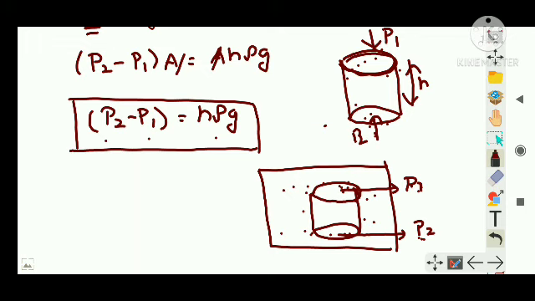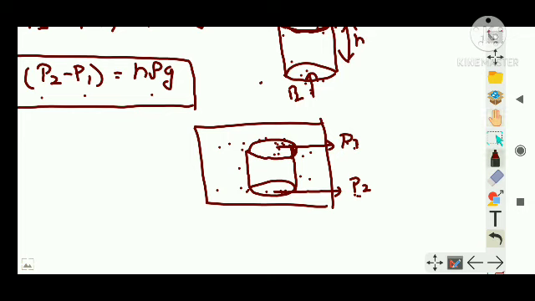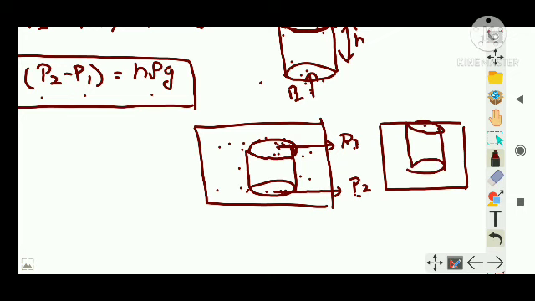Clear? Now this top portion is usually exposed to air, right? You can just consider that the scenario is like this: there is a water column, and you are considering an area like this, so this becomes the top section. Usually this P1 point is atmospheric pressure, right? So I can even write this as P2 minus Pa is equal to h rho g.